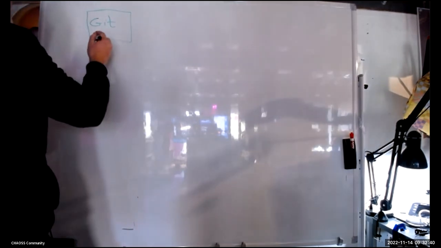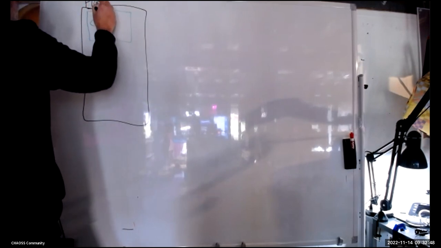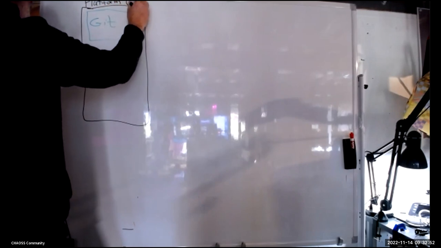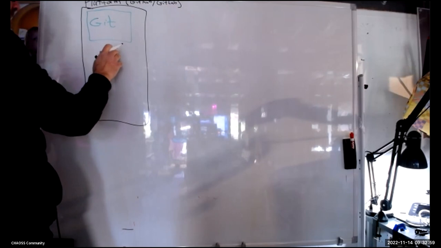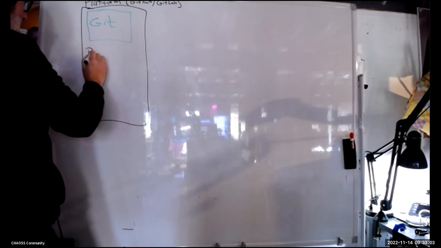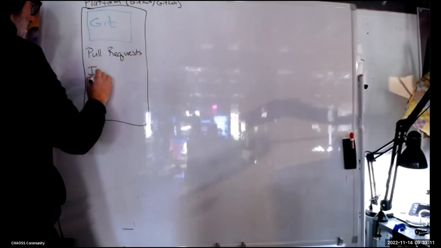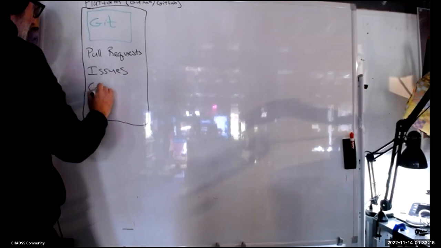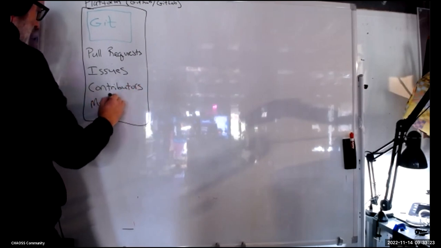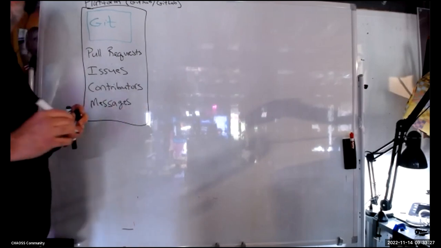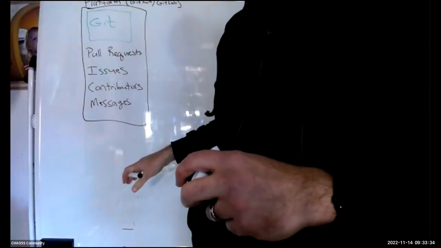Okay, so your Git repository almost always exists on some platform. Usually it's GitHub or GitLab. And in addition to the Git repository, which they store, there's also, I'm going to use Git terms here, pull requests, issues, contributors, and messages. Now, all of these things, and you can read this okay? I'm sorry, I just want to keep making sure that you can read it all right. Yeah, I think it's clear.